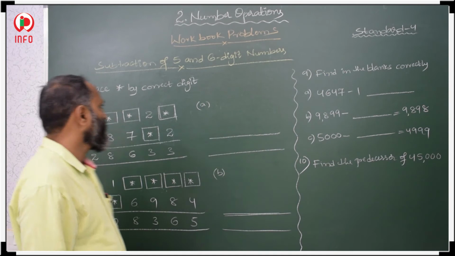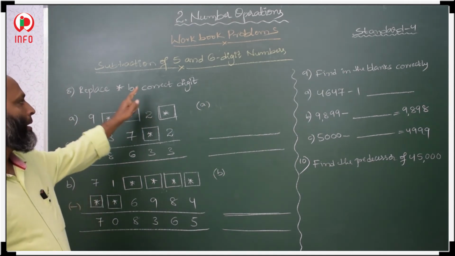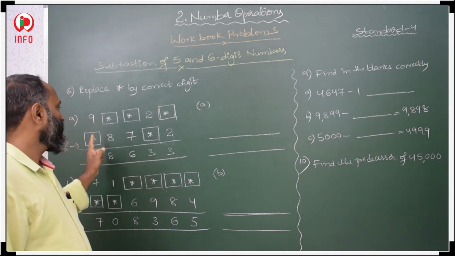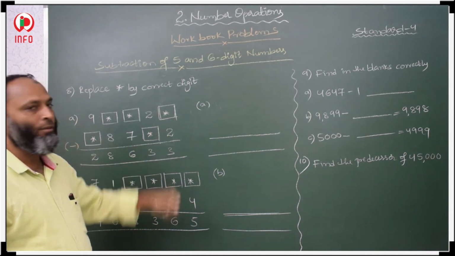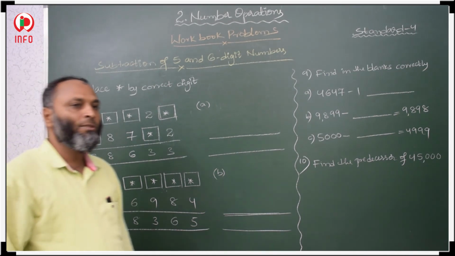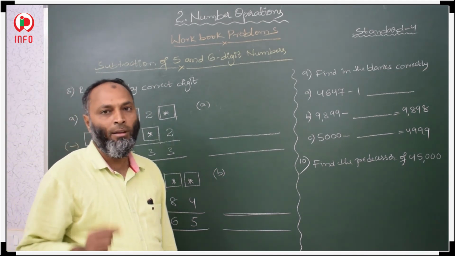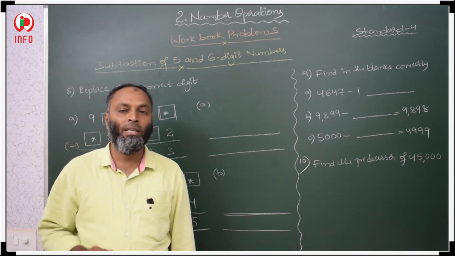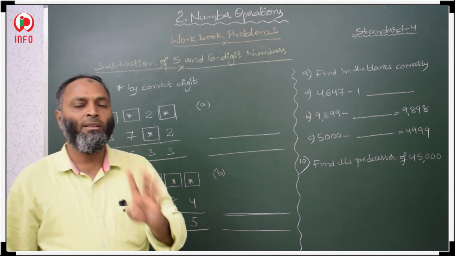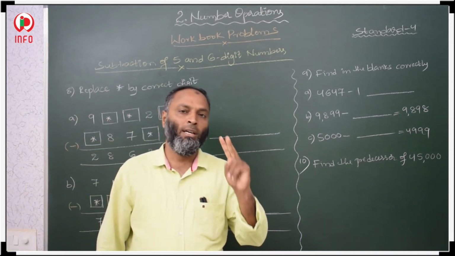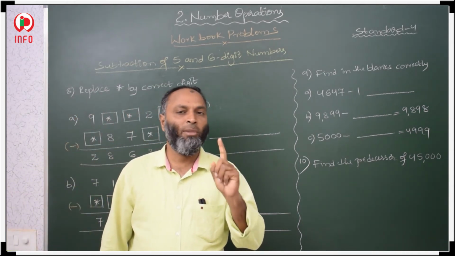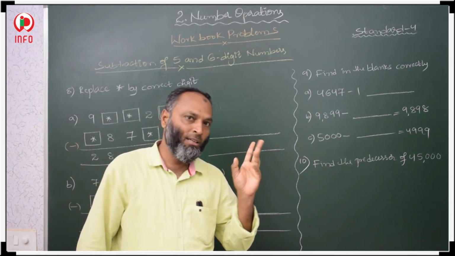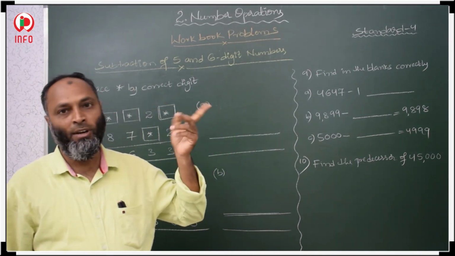Now students, here replace the star by the correct digit. Here some digits are missing: 1, 2, 3, 4, 5. Five digits are missing. These five digits we have to replace using the correct digit. How to replace? It depends on the minuend, subtrahend and difference. So what is the procedure? What is the logic? We already discussed it before the question.